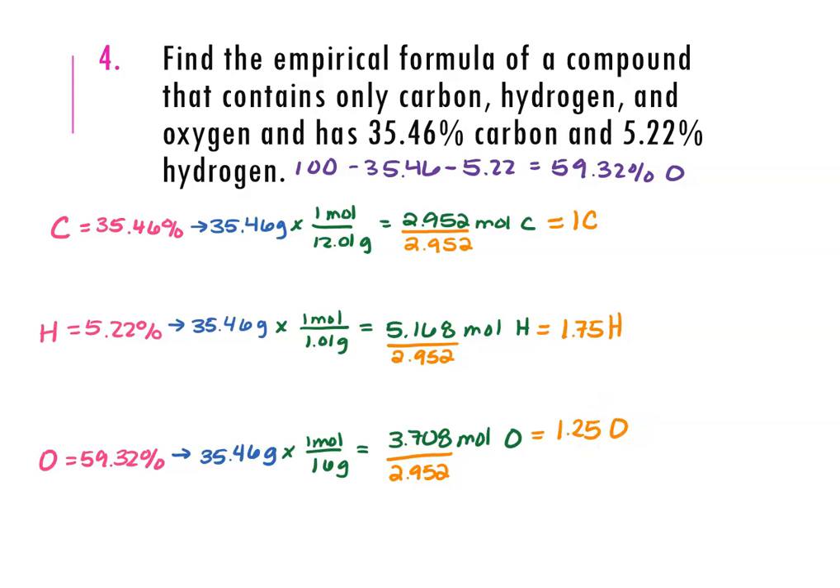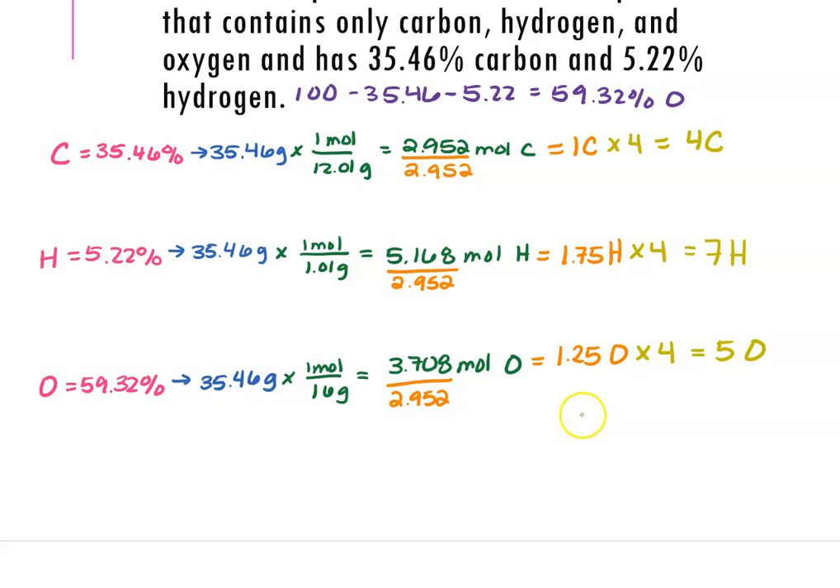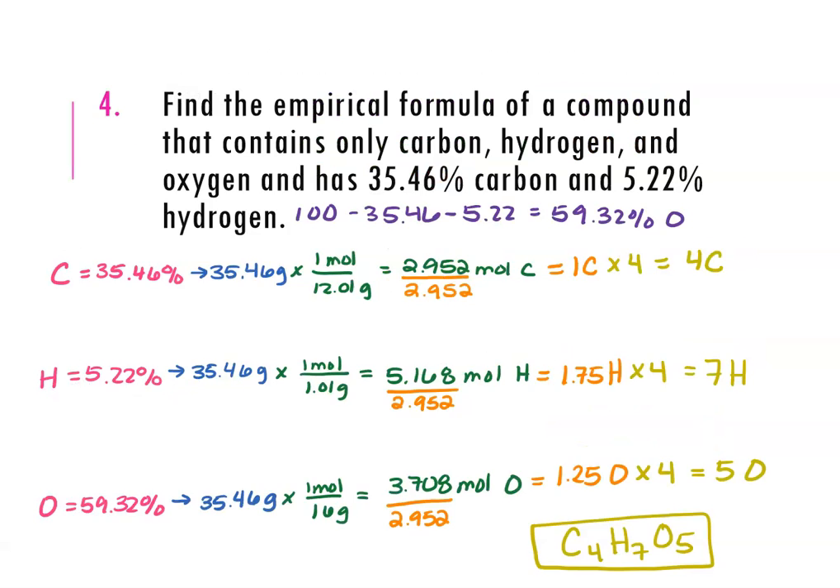So I have 2 decimals here. 0.75 is 3/4 and 0.25 is 1/4. So I should be able to multiply all of these by 4 and get all whole numbers. This gives me 4 carbons, 7 hydrogens, and 5 oxygens. So my formula here is C4H7O5. All right, let's do a couple more.